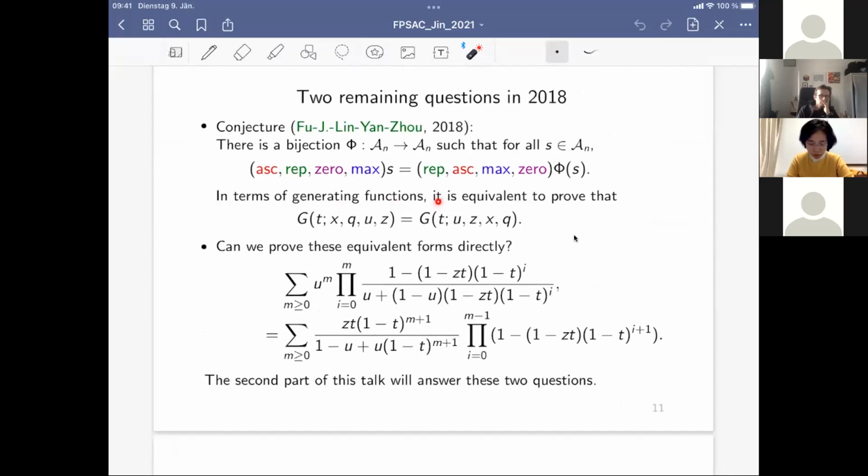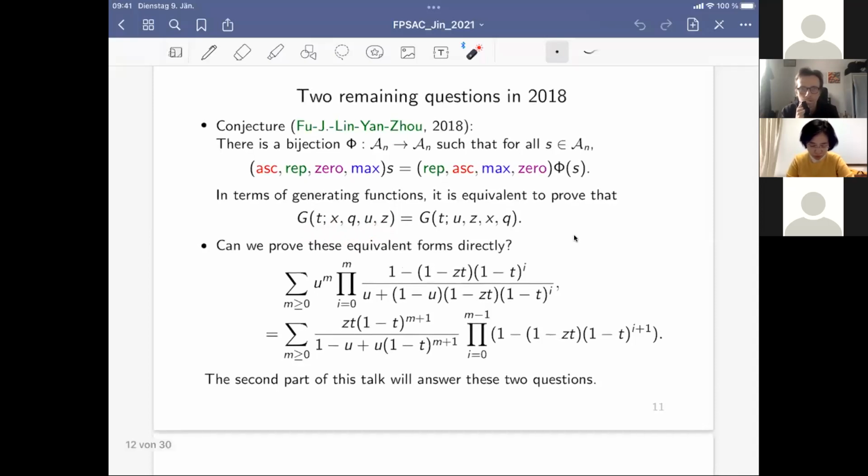So in terms of generating functions, it means that the multiple variable generating function we derived is invariant if we interchange x, u, and q, z at the same time. And so by either way, we were able to prove it. And the second question is that this equivalence we have proved by purely combinatorial arguments. Can we prove them directly without using any ascent sequences or Fishbone matrices? And the second part of this talk will answer these two questions.